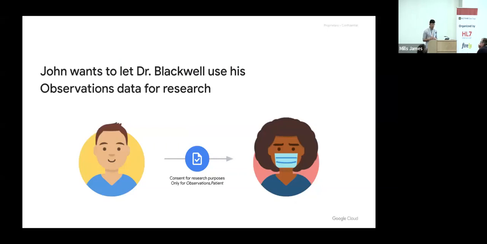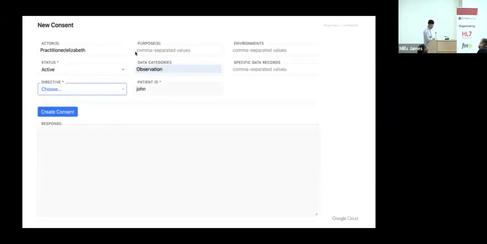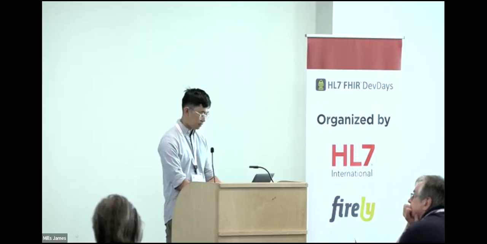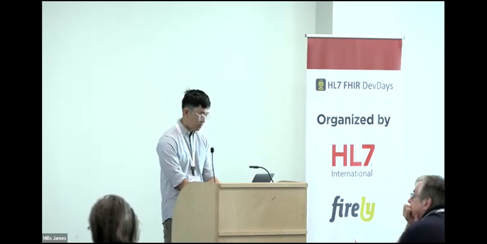John, the patient, wants to let his provider use his observation data, his blood pressures, for research, and nothing more, just observations, because maybe he doesn't want his sensitive mental health data to get out, but he's okay with the blood pressure being used for research. So I'll quickly show how we can create a new consent and enforce that new consent. Let me switch back over to the demo.